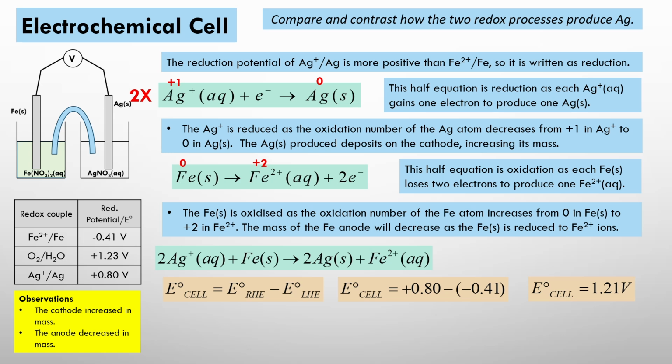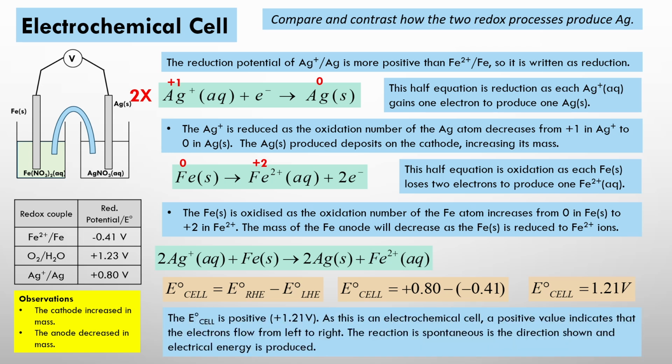Okay, so what this means is because this is a positive voltage, this reaction is spontaneous. Also, because this is a positive voltage, we are producing electrical energy. We could also say that because this is a positive voltage, the equation as we've written it will go in the direction we've written it. So it means that it flows as we said.